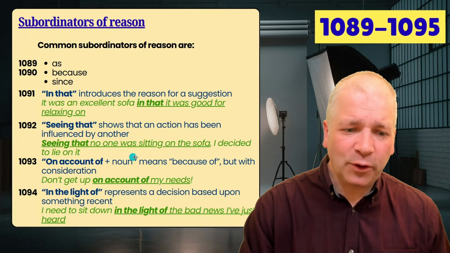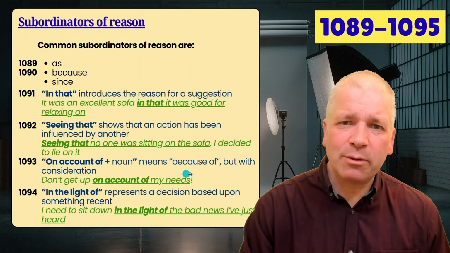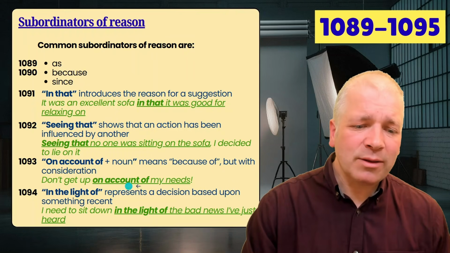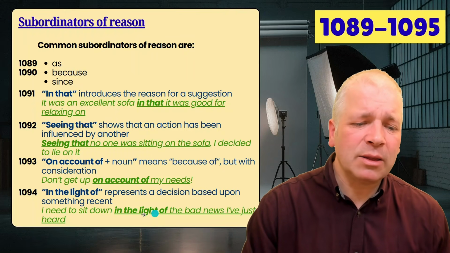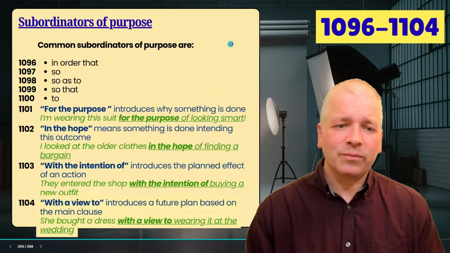"On account of", followed by a noun, means because of, but with consideration. Don't get up on account of my needs. "In the light of" represents a decision based upon something recent. I need to sit down in light of the bad news I've just heard.